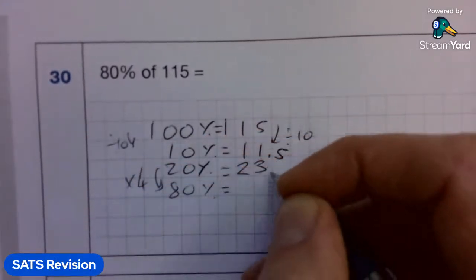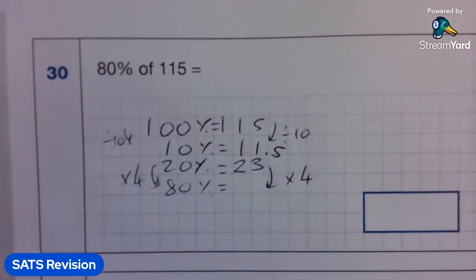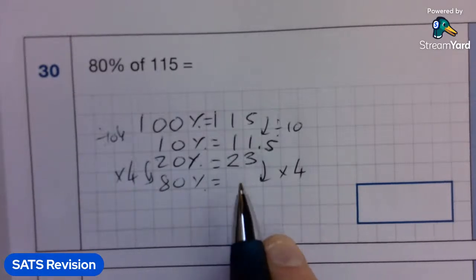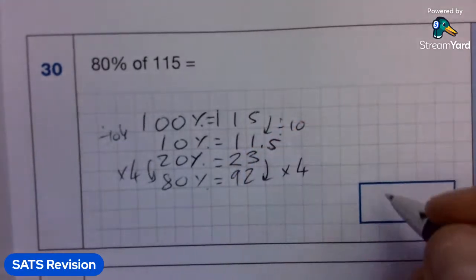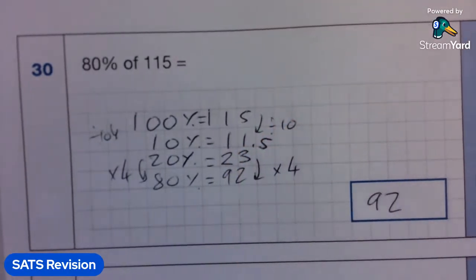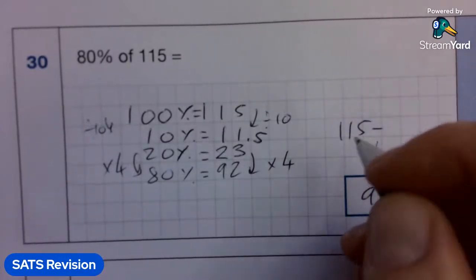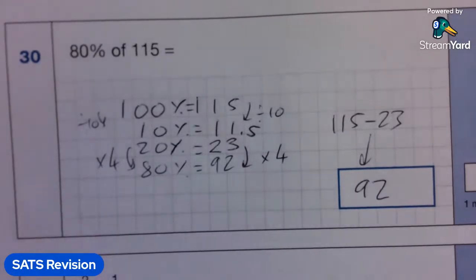Deriving percentages, there's so many methods you can do. It's just endless, okay? It's whatever you're comfortable with. So I'm going to multiply the answer by 4. So 20 multiplied by 4 will be 80. 3 times 4 is 12. That'll be 92. Yeah. Or to get that, I could have done 115 minus 23. Lots of ways you can do it.